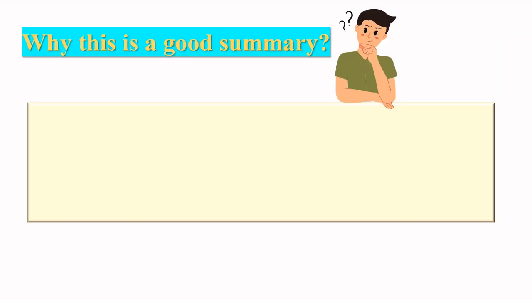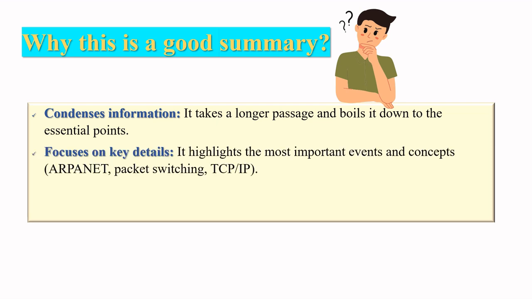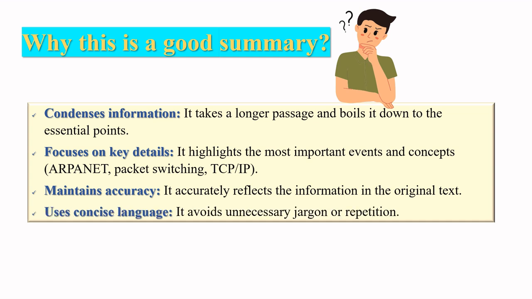Now, why is this a good summary? Condenses information. It takes a longer passage and boils it down to the essential points. Focuses on key details. It highlights the most important events and concepts like the ARPANET, packet switching, and TCP/IP. Maintains accuracy. It accurately reflects the information in the original text. Uses concise language. It avoids unnecessary jargon or repetition.